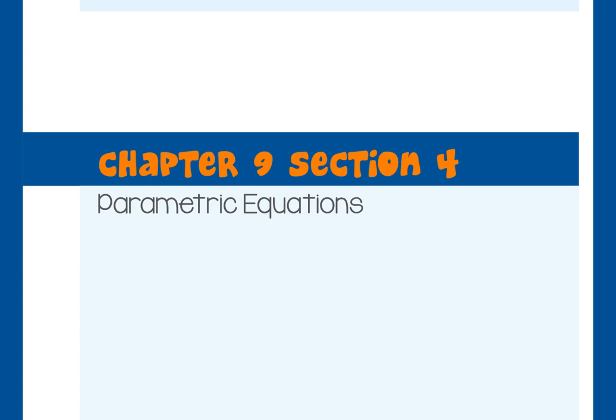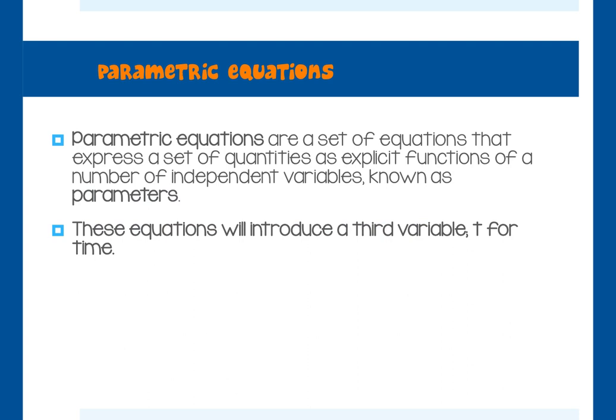All right, so again, 9.4 is called parametric equations. Parametric equations are a set of equations, so there'll be two equations. There's actually three variables because they express a set of quantities as explicit functions of a number of independent variables known as parameters. So we are bringing in an extra variable this time, specifically t, which represents time.